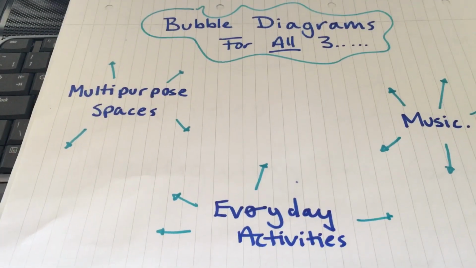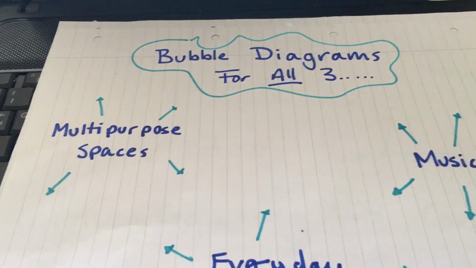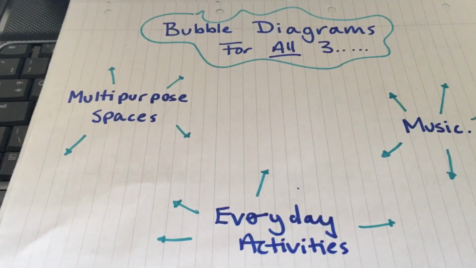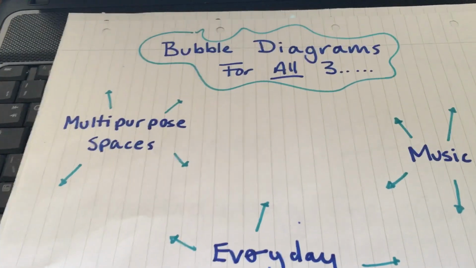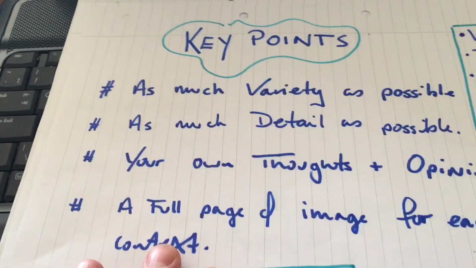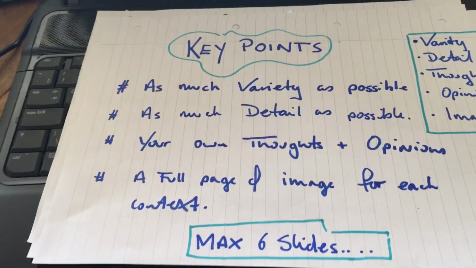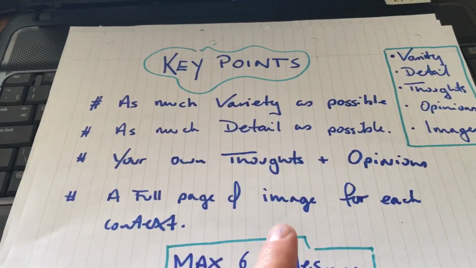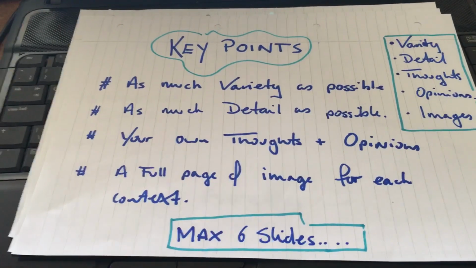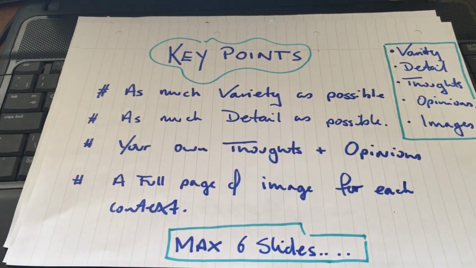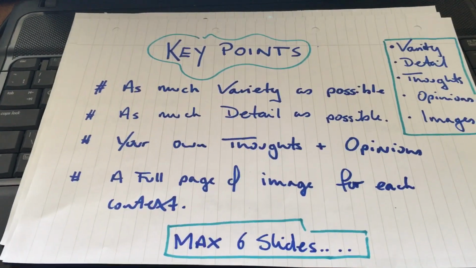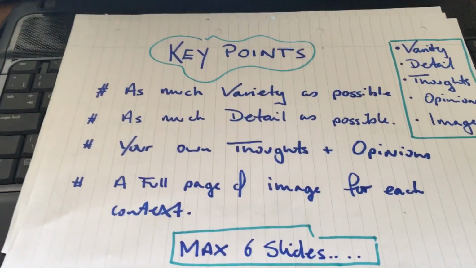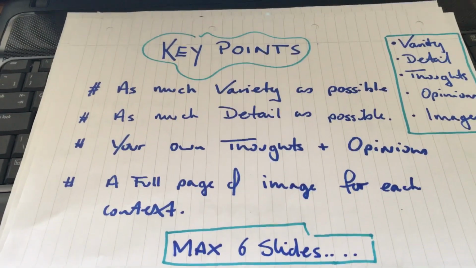The second thing you need to add on to that is a collage of images that relate to all 3. So you'll have a collage of images that relates to context 1, context 2, and context 3. The maximum I'm looking for here is 6 slides. If possible, this should all be done on a PowerPoint. If you don't have access to a PowerPoint, you can do it by hand, or at least the bubble diagrams by hand, and that will be sufficient for now.